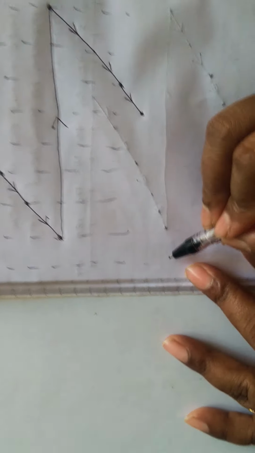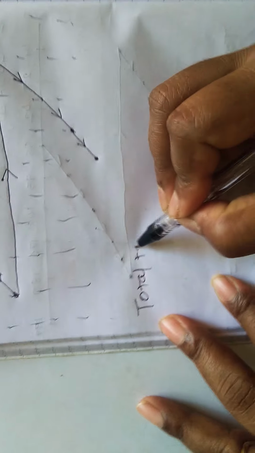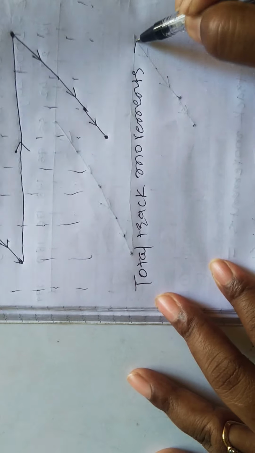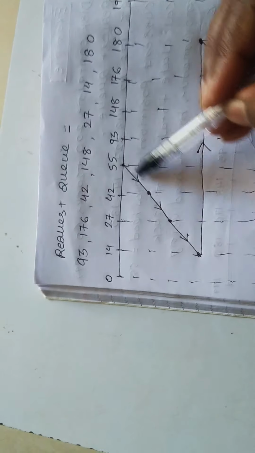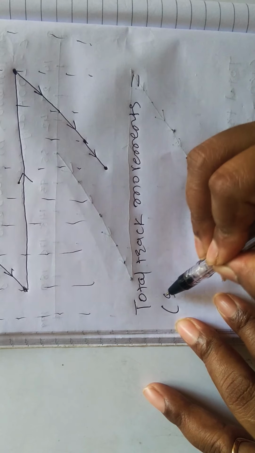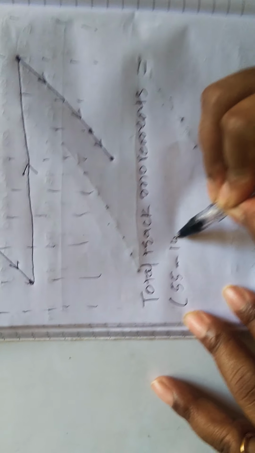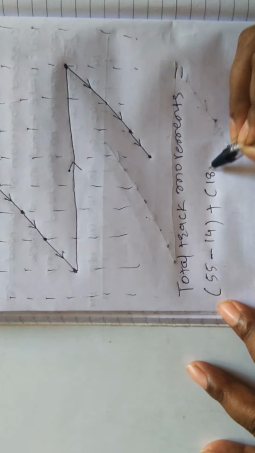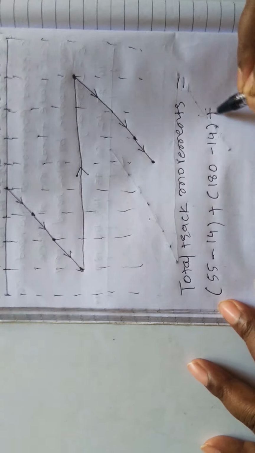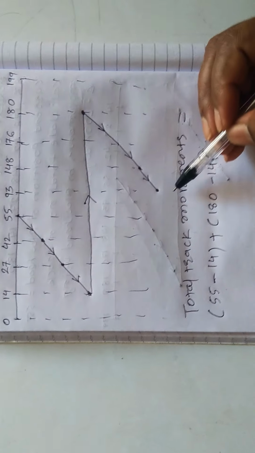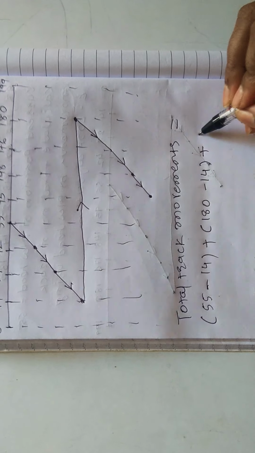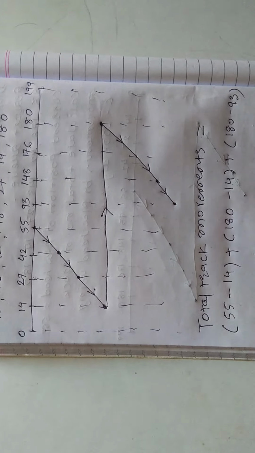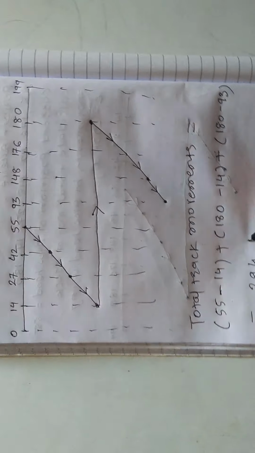So how are you going to find the total track movements? Like this. Firstly, we move from 55 to 14, so 55 minus 14, then from 14 to 180, so 180 minus 14, and finally from 180 to 93, so 180 minus 93. The answer for this is 294 cylinders.